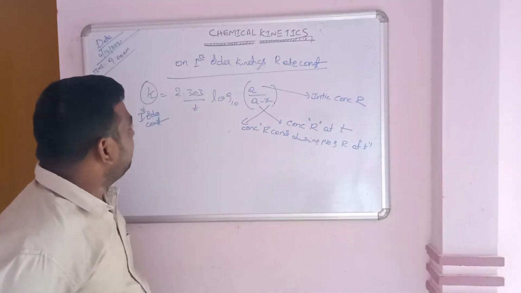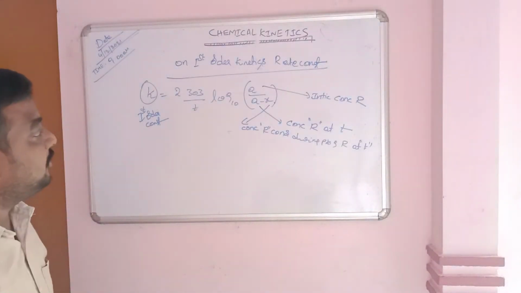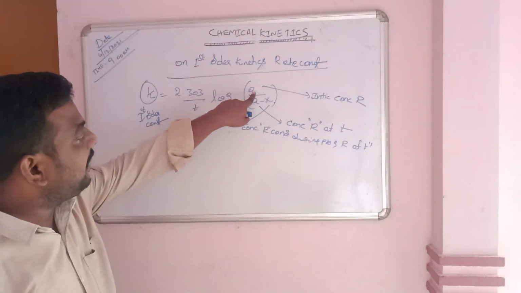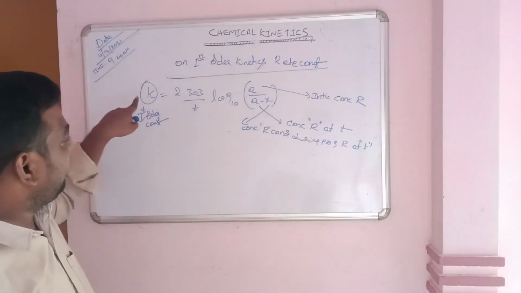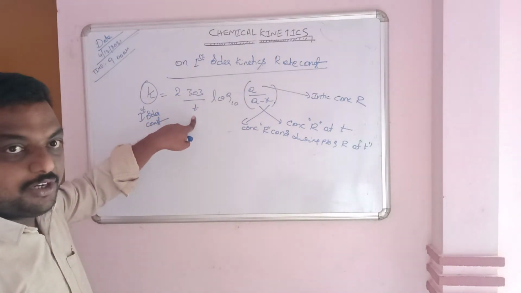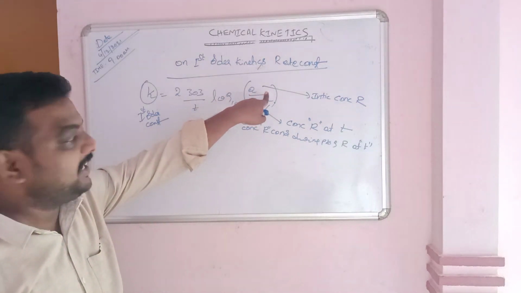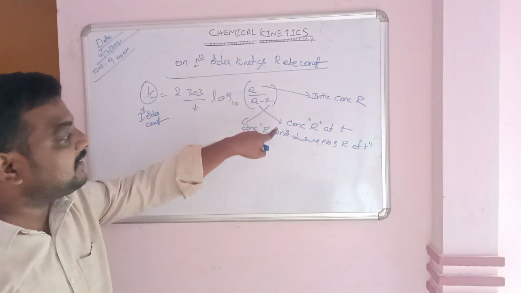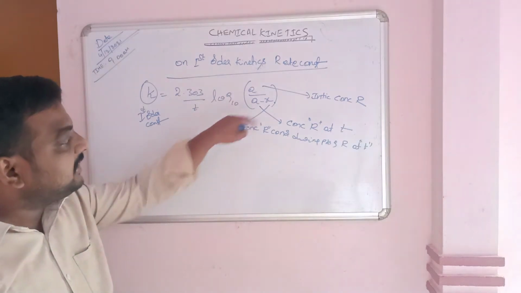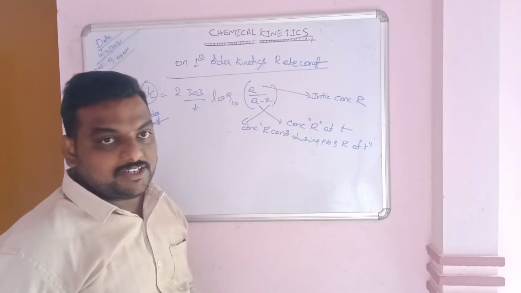Understand? What is the first order rate constant in terms of concentration? We know that K is equal to 2.303 by T log 10 base A by A minus X, where K is the first order rate constant, T is the time during the progress of reaction, A is the initial concentration of the reactants, A minus X is the concentration of the reactants at time T, and X is the concentration of reactants consumed during the progress of reaction.